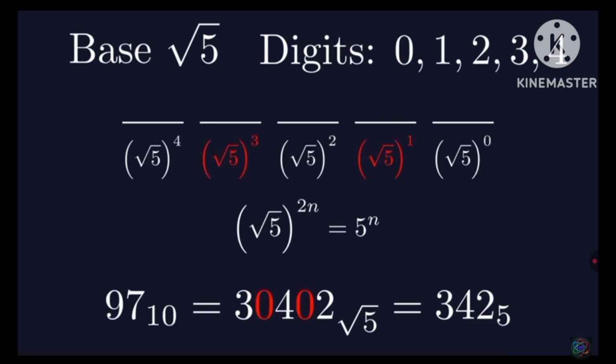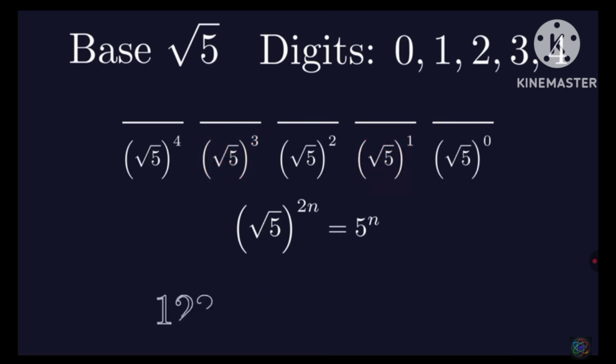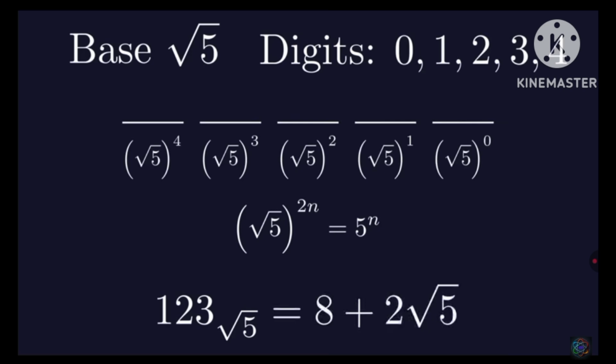This will be true for any rational value. But in this base, we can also easily express irrational values that are multiples of square root of 5. For example, 1 to 3 in this base is equal to 8 plus 2 times square root of 5. Here, the digits representing the odd powers are not equal to 0.